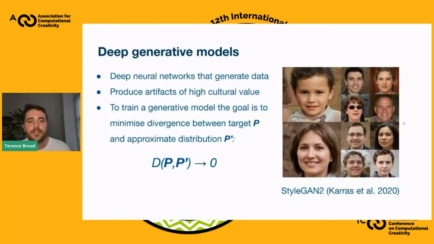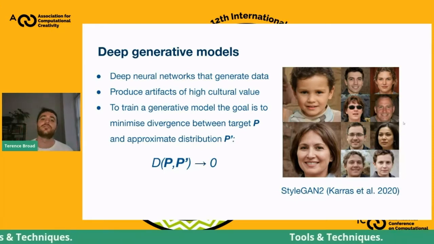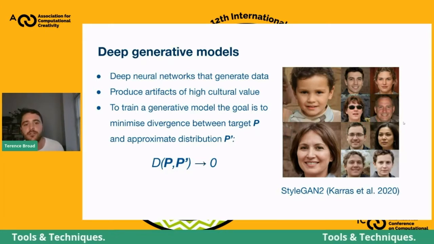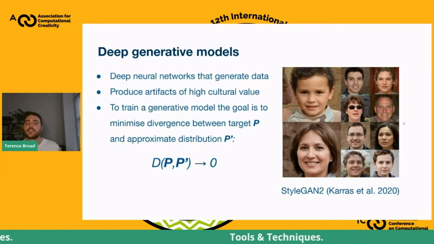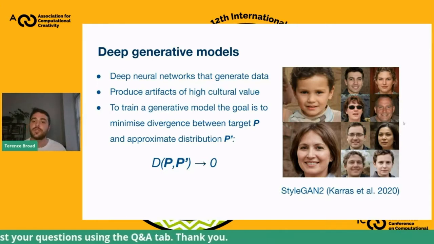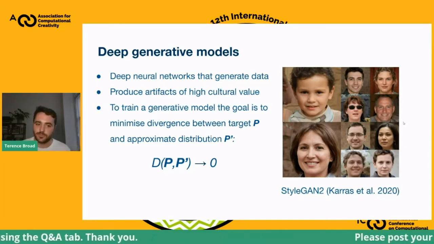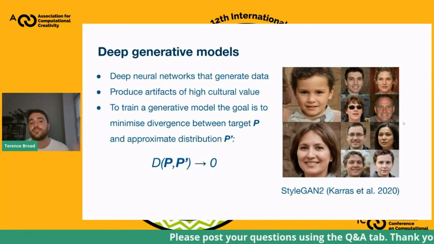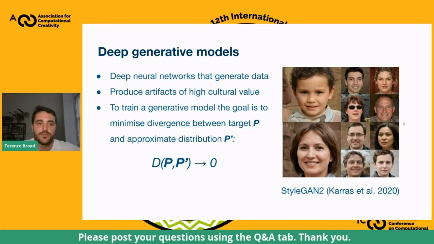I'm going to start off by giving a very quick introduction to deep generative models, if people aren't aware of them. Deep generative models are deep neural networks that generate data, and they produce artifacts of high cultural value, and they're very prominent in lots of fields of research in AI, computer graphics, signal processing, and computational creativity. To train a generative model, the goal is to maximize the likelihood of generating the data, and in turn minimize the divergence between the training data, which is the target distribution P, and the approximate distribution P prime. So we're trying to get the divergence between these two distributions as close as we can to zero in the training procedure.